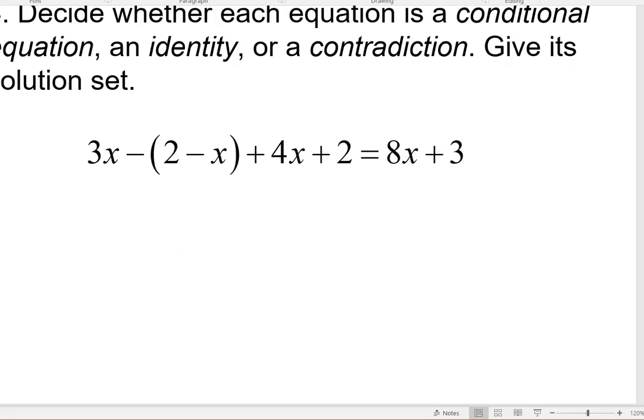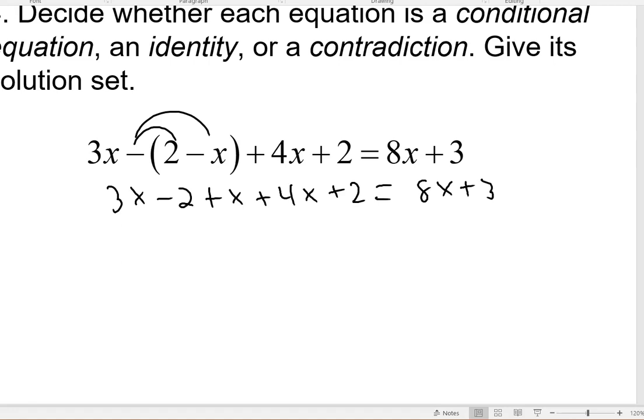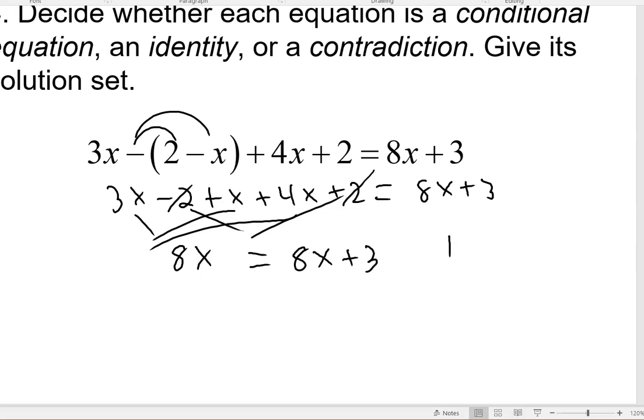Very similar to the one we saw before. Simplify first, distribute. Combining like terms, 3x and 4x, about 8x. 2 minus 2 is 0, so that would zero out. And that leaves us with 8x equals 8x plus 3. That was all step 1, simplify. Step 2, we're going to try to get the variable on one side by subtracting.